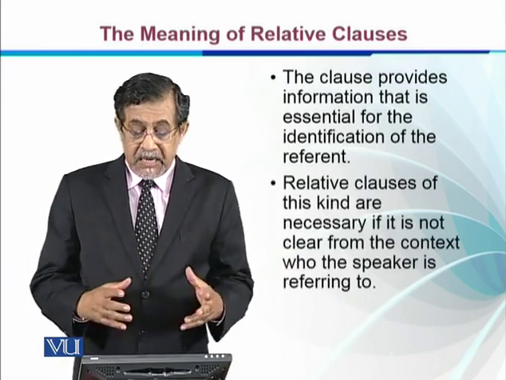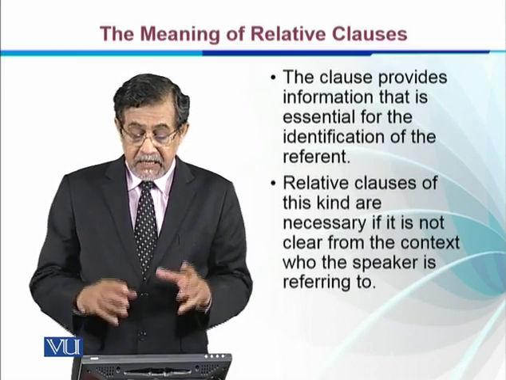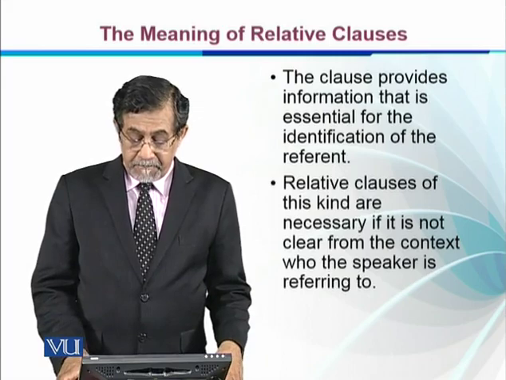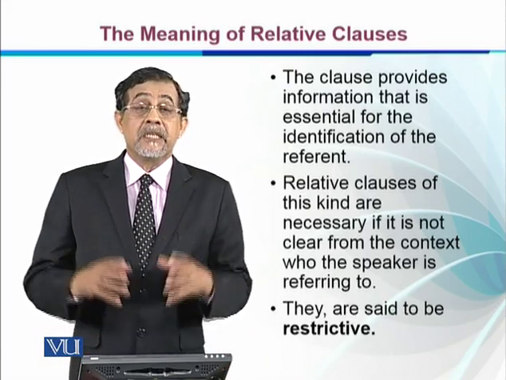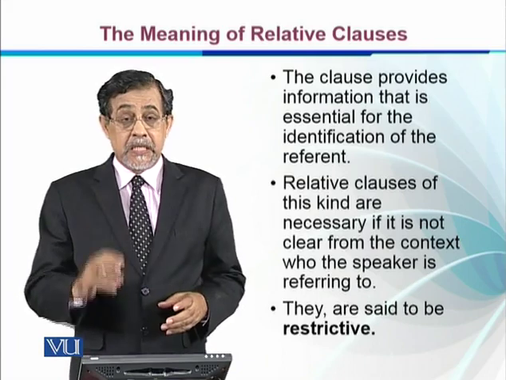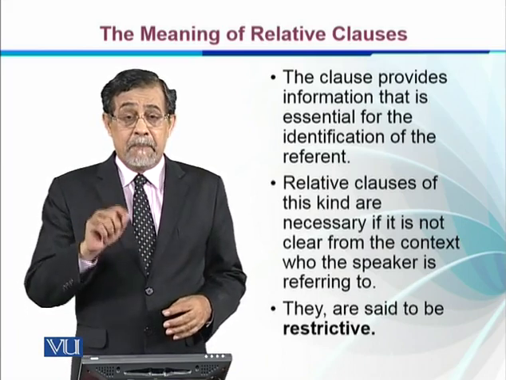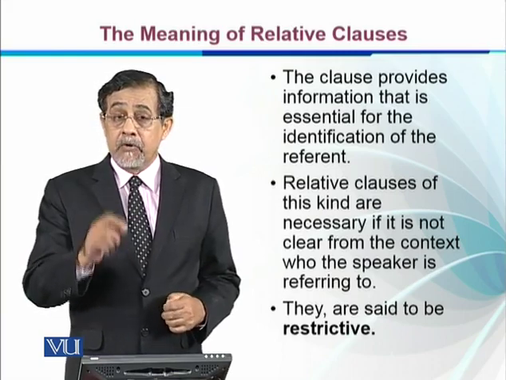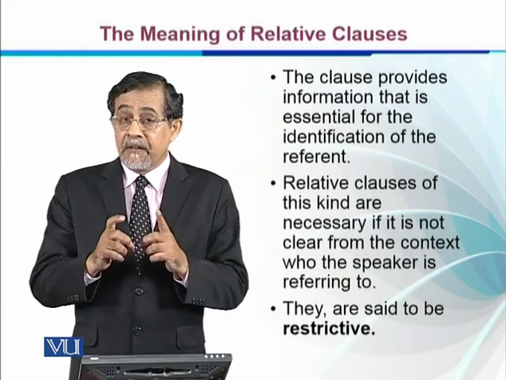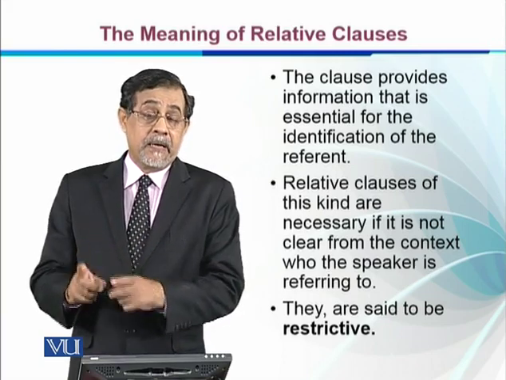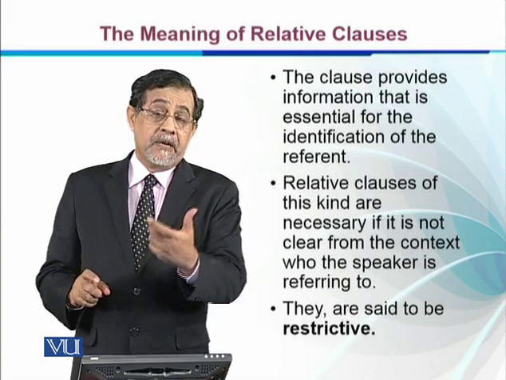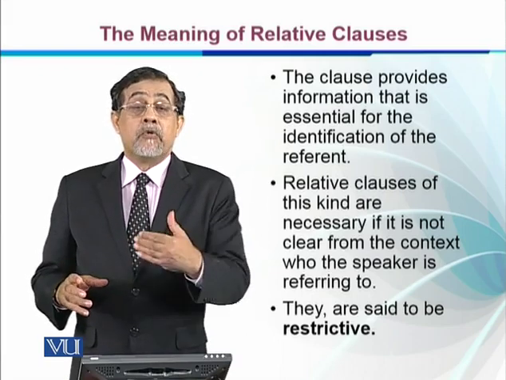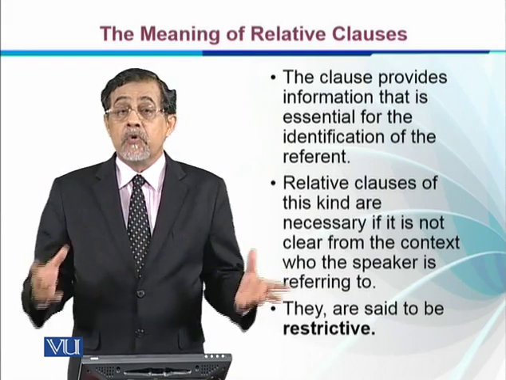Relative clauses of this kind are necessary if it is not clear from the context who the speaker is referring to. So they are said to be restrictive. These are restrictive clauses because they pinpoint the referent. They tell us who they are talking about and make a distinction between restrictive clauses, which have a specific referent, and non-restrictive clauses, which are not necessary because the referent is already very clear.